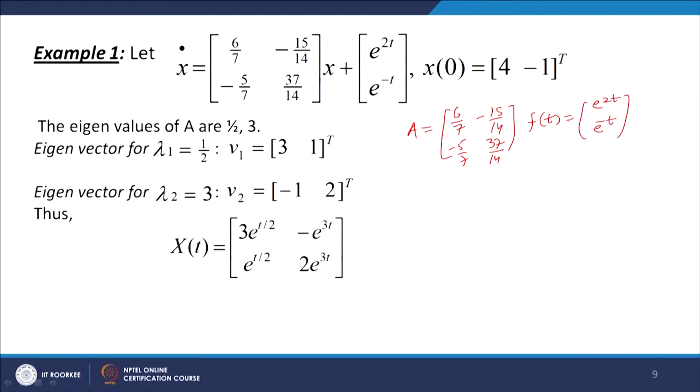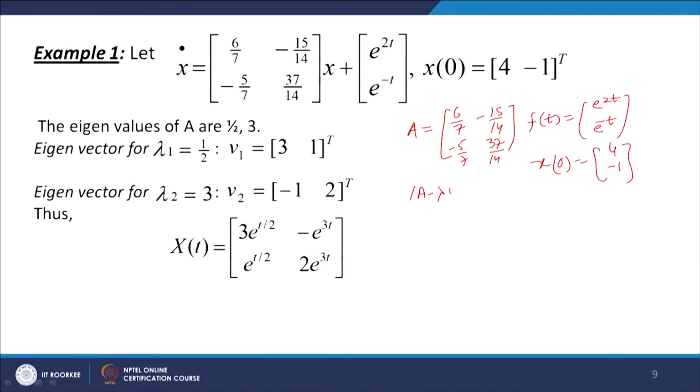Now, we have an initial value problem. We are given that at t0 = 0, x(t0) = x0, that is the vector (4, -1). So, we have x(0) = (4, -1). First we will find the general solution of the non-homogeneous system x dot = Ax + f(t), and then use the initial condition x(0) = (4, -1) to arrive at the solution of this initial value problem.